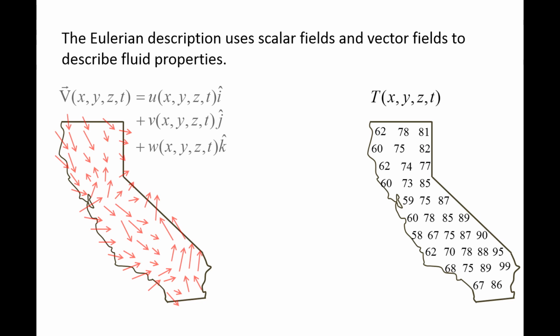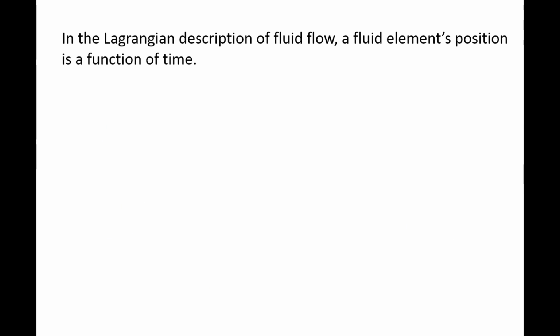On the left, we see wind velocities across California at a specific time. Wind is reported for various locations, not for individual fluid particles which move through space. Wind can be thought of as a vector field, and its components, lowercase u, lowercase v, and lowercase w, all can vary with position and time. Notice that in the Eulerian point of view, the coordinates x, y, z, and t are all independent of each other. However, in the Lagrangian point of view, a fluid element's position is described as a function of time.